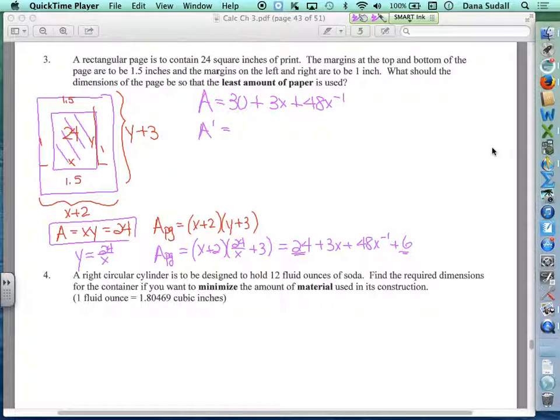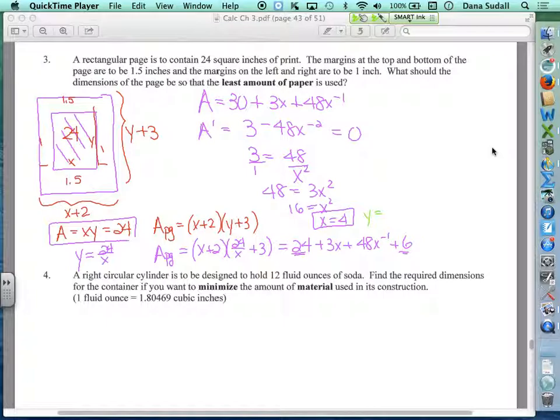All right, and ready for the derivative. Derivative of 30 is 0, derivative of 3x is 3. Derivative of 48x to the negative 1 is minus 48x to the negative 2. Set it equal to 0. I'm going to put that x squared in the bottom, make it a positive. And cross multiply. Divide by 3, we get 16, so my x is, I'm only going to write down positive 4 because we're talking about the length of a side. It can't be a negative value there. So my x value is 4.